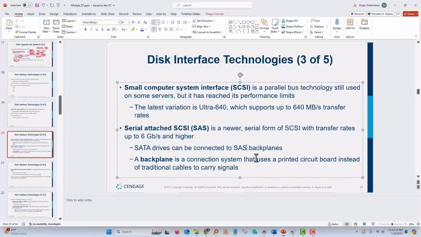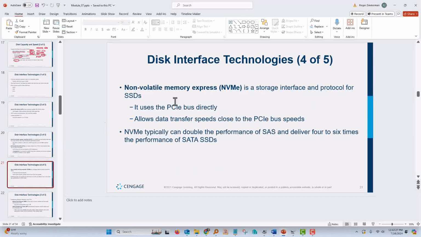So that backplane is that separate card, we call them a riser card, that comes off of the motherboard and allows you to plug in these extra drives.